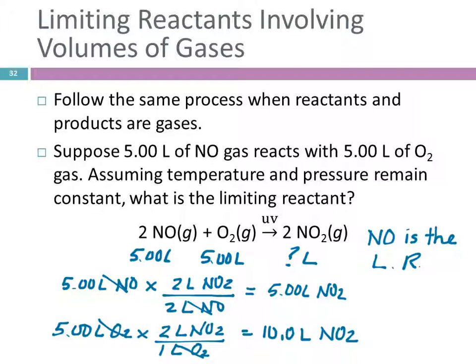Any questions? Limiting reactant problems, take the mass or the volume, whatever they give you of each of them, find how much product can be made. The smaller is the answer. The limiting reactant is the reactant that gives you the smaller amount of product.